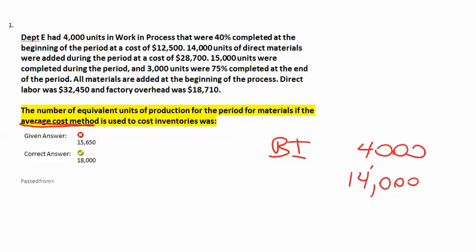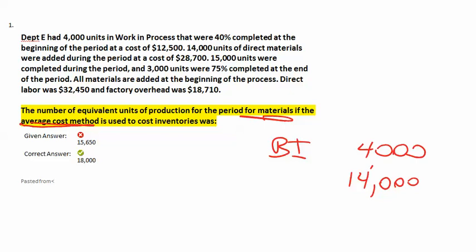3,000 units were 75% complete. I'm not concerned about how complete they are. And it says all materials are added at the beginning of the period. That's fine. So all 14,000 were brought in. We had 4,000 to start with. Direct labor is 32,400. Factory overhead 18,000. Well, I don't care about all those numbers. The only thing I'm looking at is the materials, the number of units of the materials.